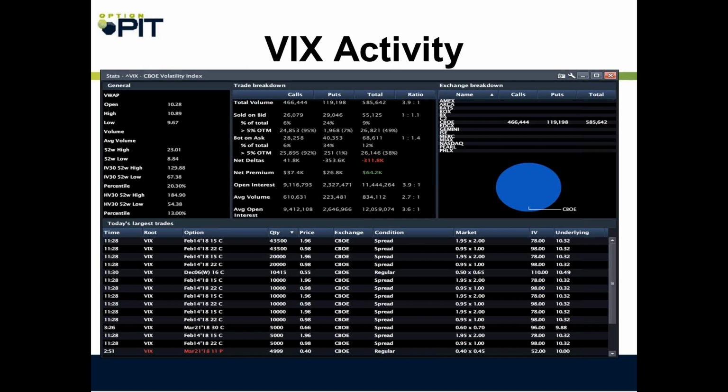VIX activity. You can see VIX options are extremely active. This was taken kind of middle of the day. And you notice the average open interest is about 12 million contracts, average volume about 850,000. Thing trades a ton. It's about a nickel wide most of the time for the markets. Spreads are even tighter. It is just super active.